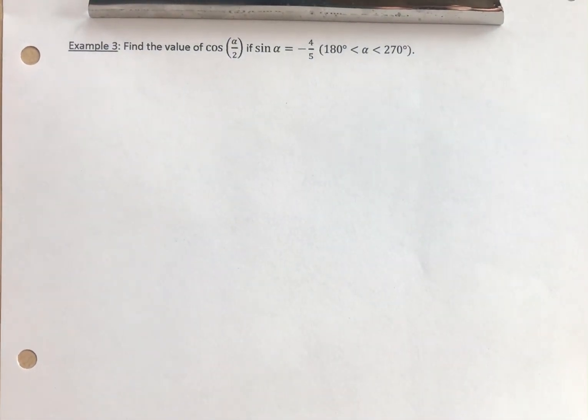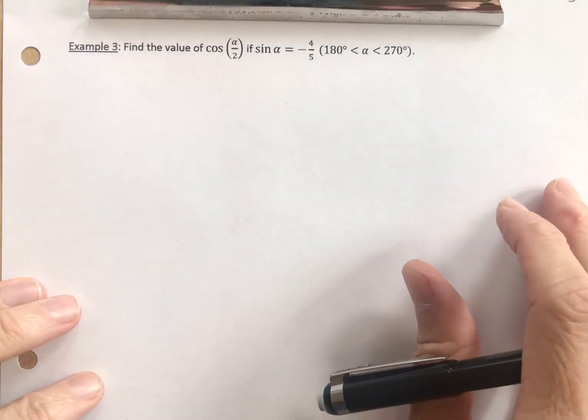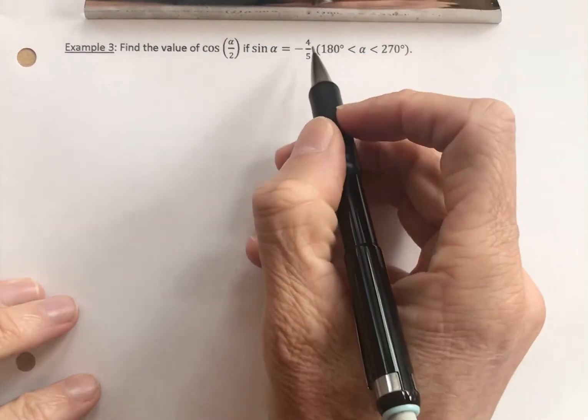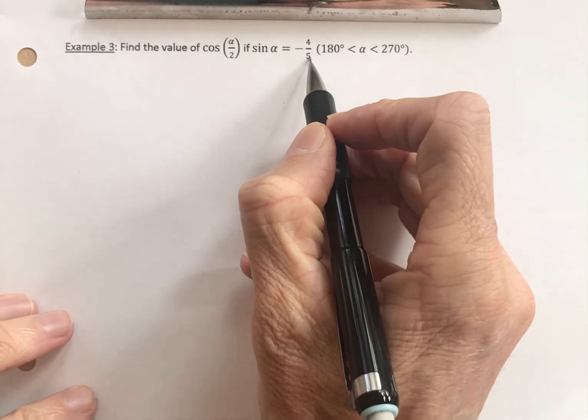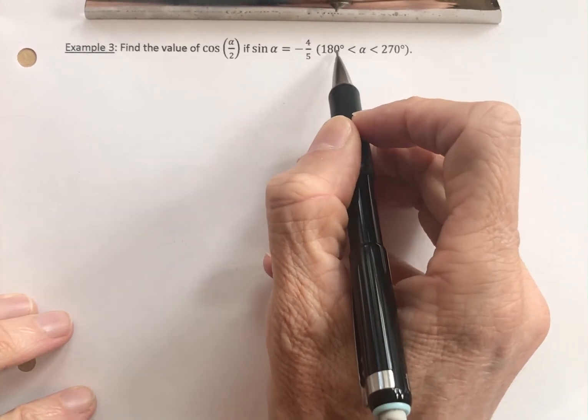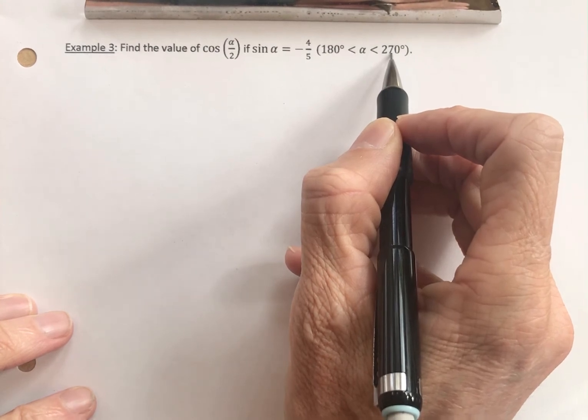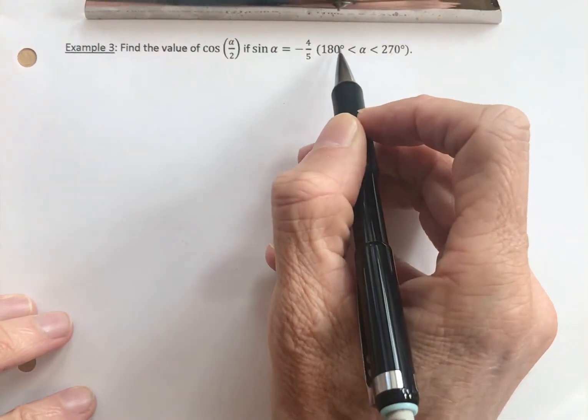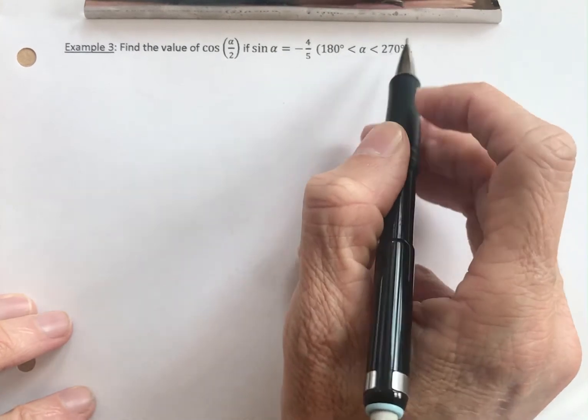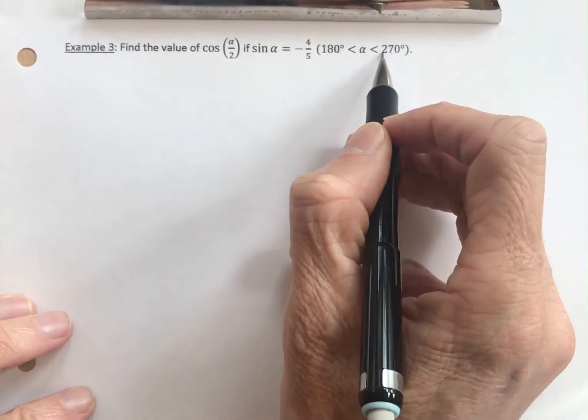Find the value of the cosine of alpha over 2 if the sine of alpha is equal to -4/5 and alpha is between 180 degrees and 270 degrees. Okay, so alpha, first off, obviously we're in degrees here. Alpha is in the 3rd quadrant.